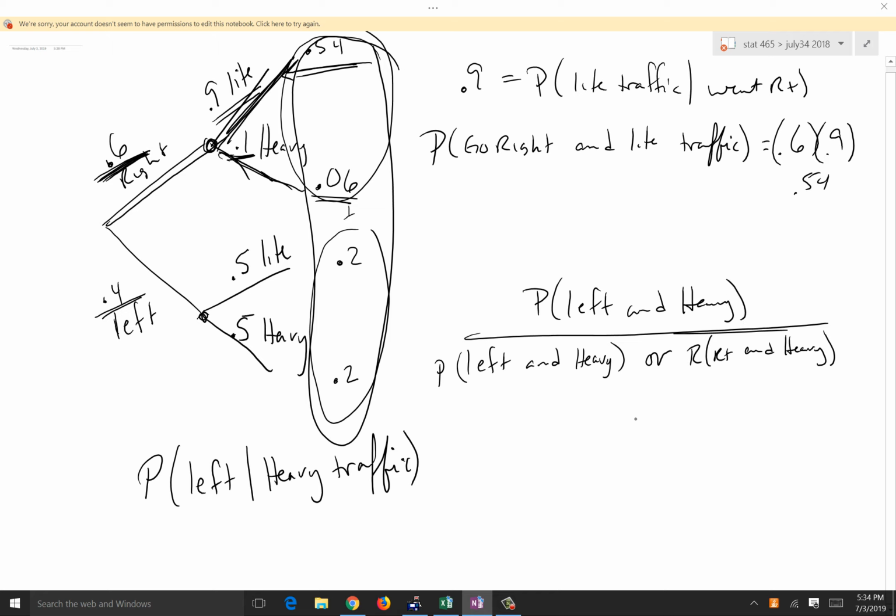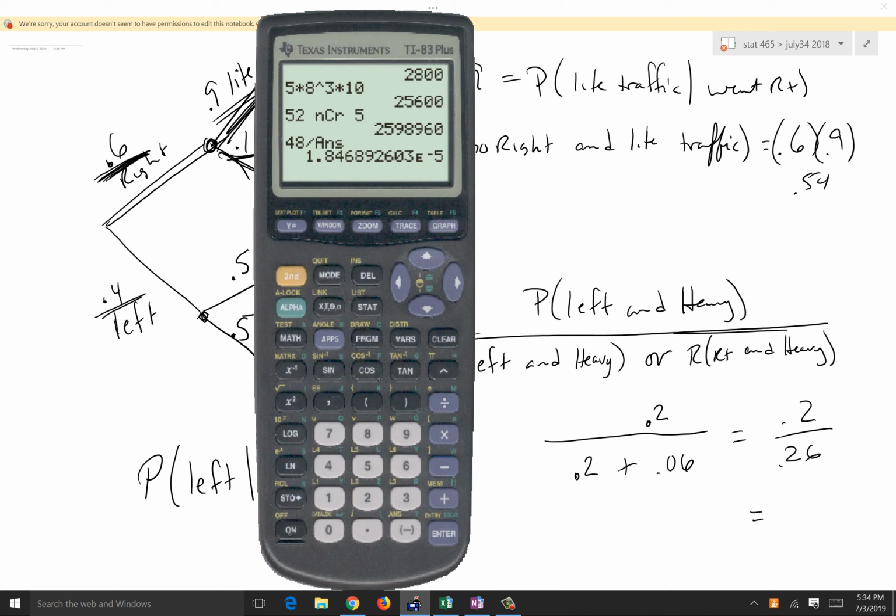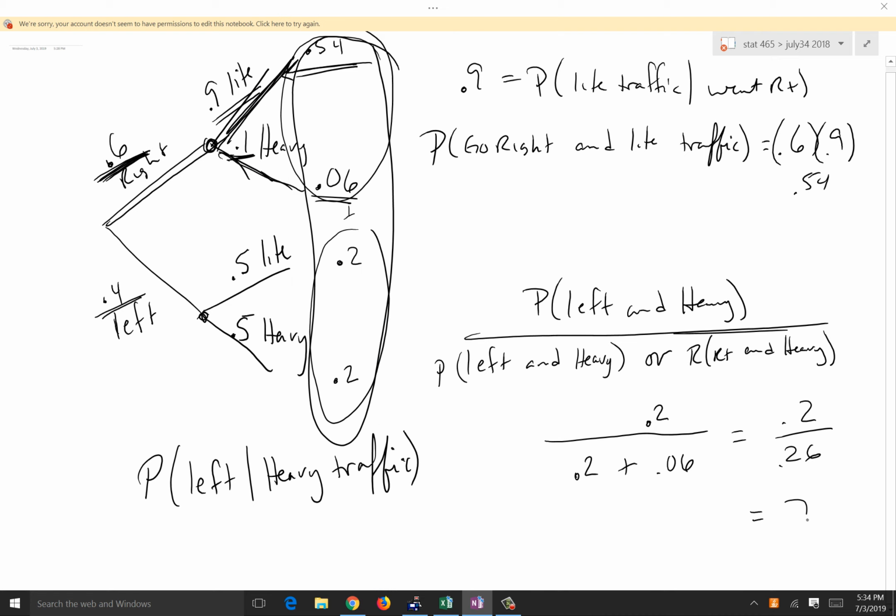Okay? So if you do this, that's going to be 20% divided by 20% plus 6%. Or in other words, about 20% out of 26%, which is 90 some odd percent. Well, I suck at math. Okay, I lied to you. It's 77%. In other words, 77% of the time when I've had heavy traffic, it's because I went left in this case.